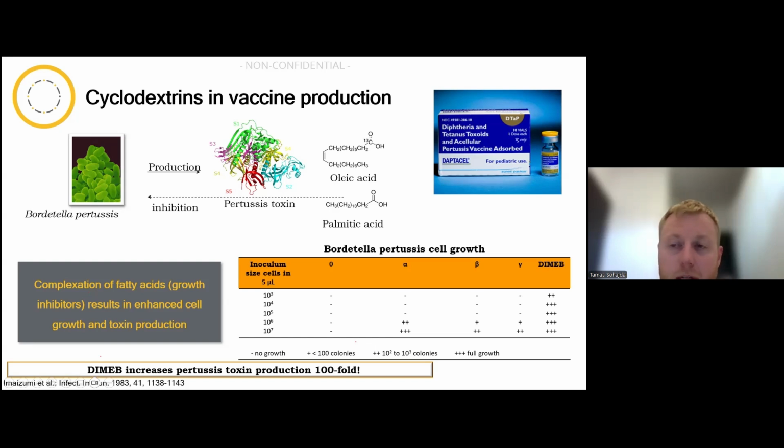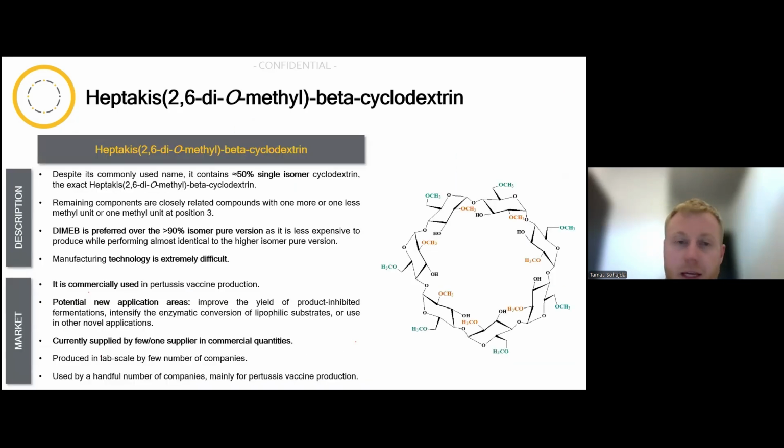And there is one particular cyclodextrin, again, not widely available globally, which is called 2,6 dimethyl beta cyclodextrin that could boost the toxoid production 100-fold. Here we are not talking about a huge amount of the cyclodextrin, just 1% added to the reaction can boost the production process 100-fold. And this is an amazing feature.